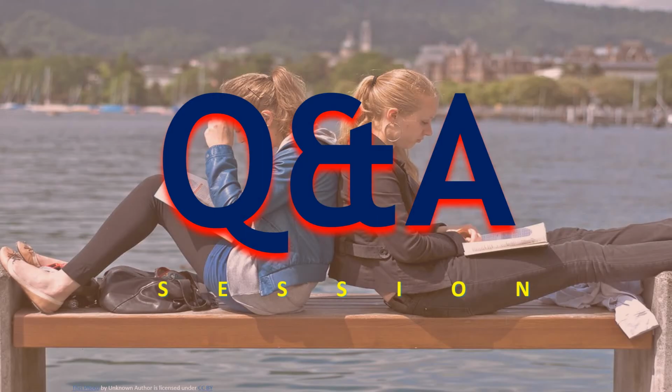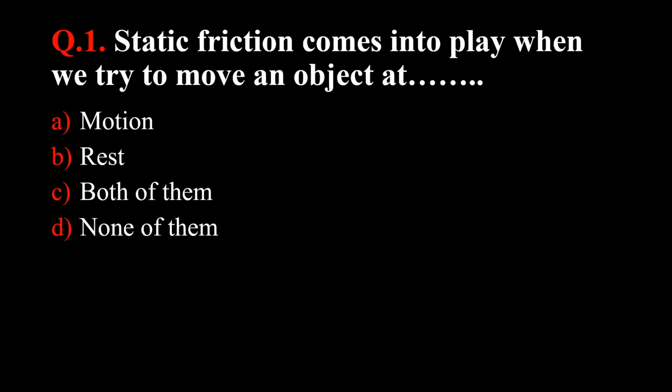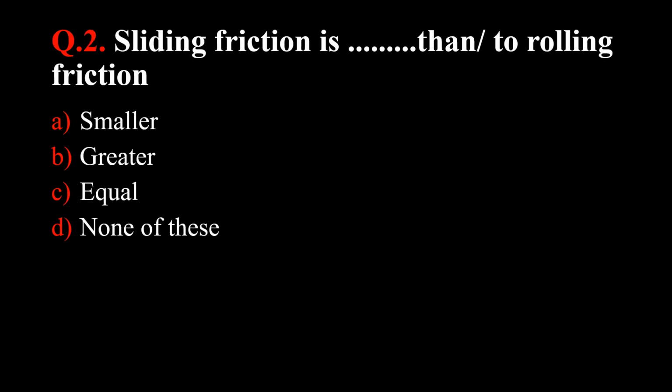Let's revise what we have learned today by answering the following questions. Question 1. Static friction comes into play when we try to move an object at: option A, motion; option B, rest; option C, both of them; option D, none of them. And the correct answer is option B, rest. Question 2. Sliding friction is dash than rolling friction. Option A, smaller; option B, greater; option C, equal; option D, none of these. And the correct answer is option B, greater.